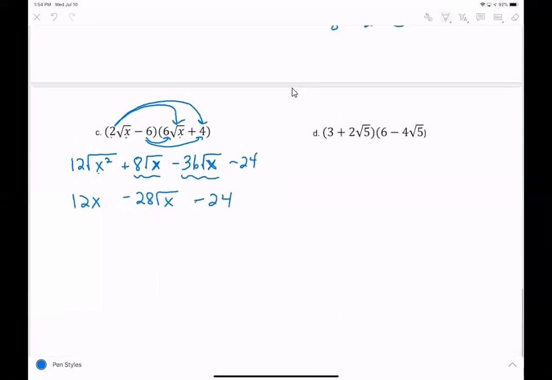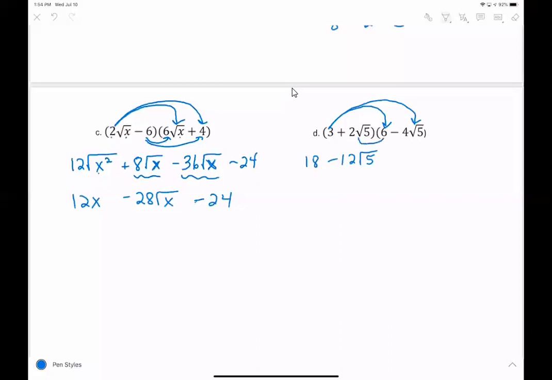Here in the last example, we're going to FOIL again. We're going to do 3 times 6. Both of those are outside, so that is 18. Outer times outer, the 3 and the negative 4, we will multiply together. That's going to be a negative 12. Bring down the square root of 5.